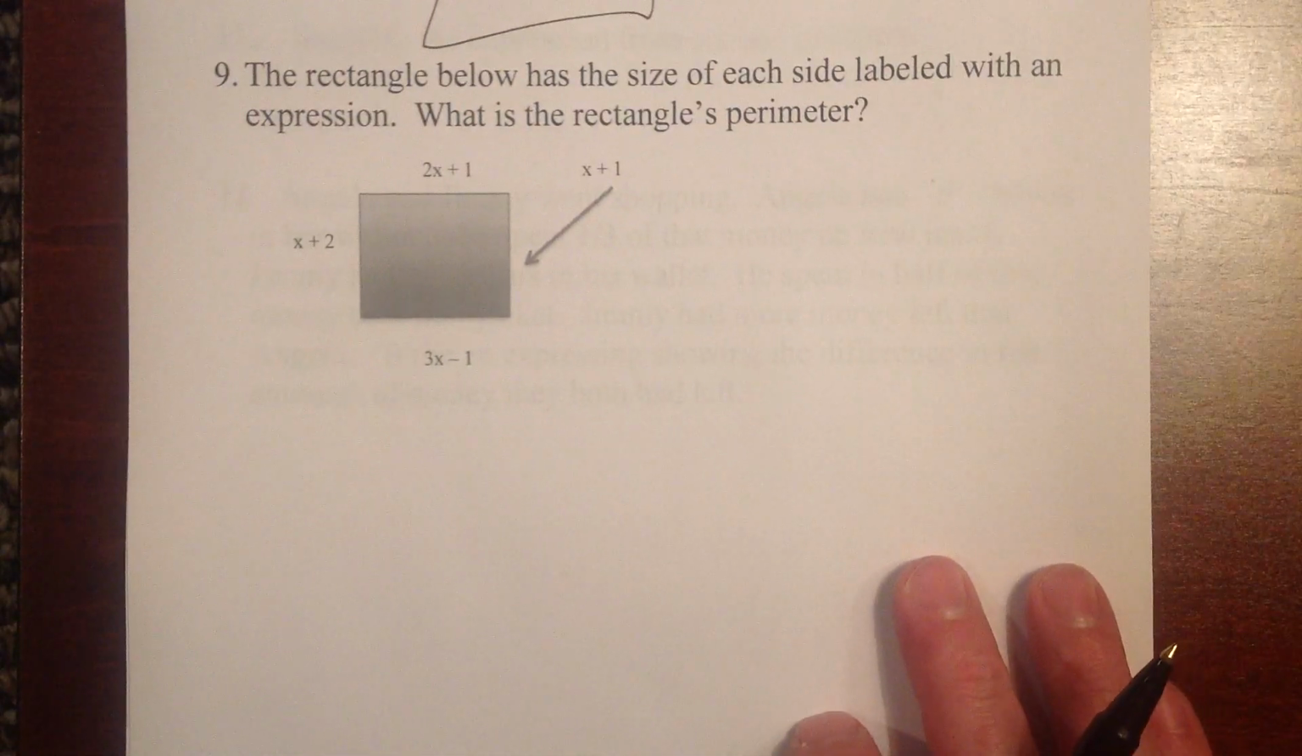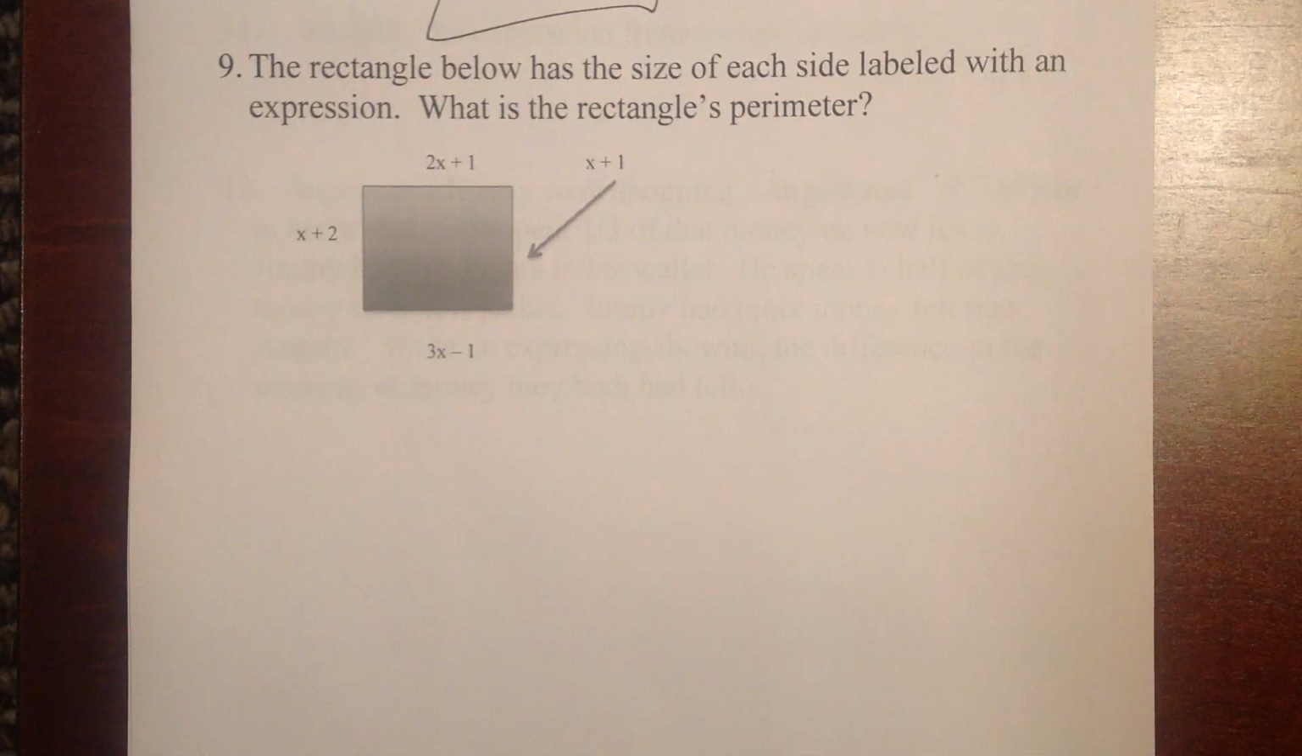Well, now I have something really crazy here. The rectangle below has the size of each side labeled with an expression. What is the rectangle's perimeter? Well, this is a weird looking problem. First of all, let me make sure you understand what perimeter is.